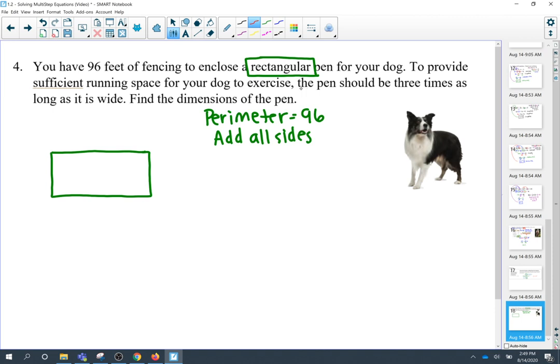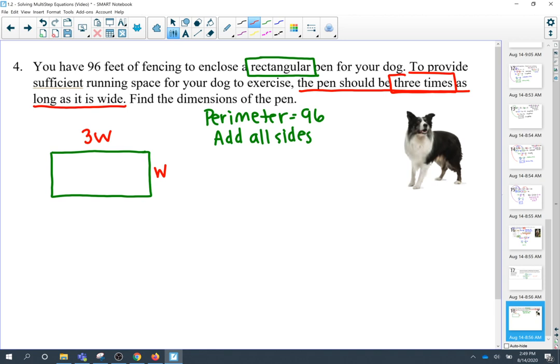So the pen should be 3 times as long as it is wide. Well, how wide is it? I don't know. So we're going to pick a variable, and I'm going to say W. It's W wide. Then the pen should be literally 3 times as long as it is wide. So 3 times W. That's how long it is.